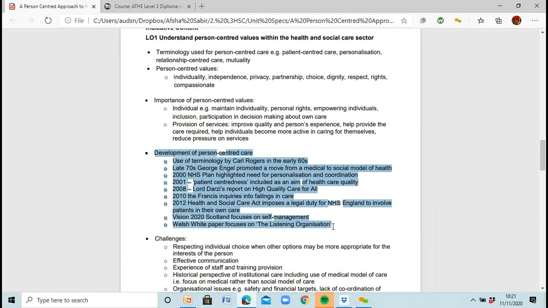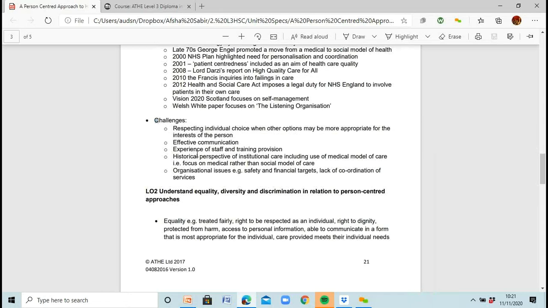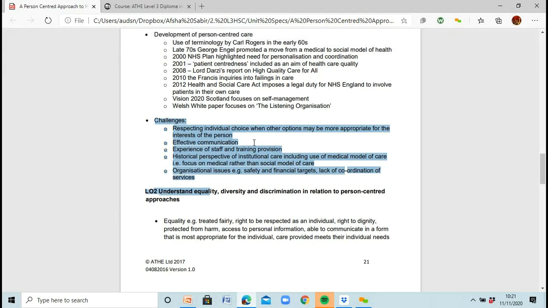From here to here, development of person-centered care, that is 1.2. Like we went over the history, so you need to include something about how it's developed. And then the challenges is 1.3 over here. It gives you some ideas like challenges of respecting individual choice when other options might be more appropriate, effective communication, experience of staff and training, and so on. And then for 1.4, recommendations is in this PowerPoint that we just did.